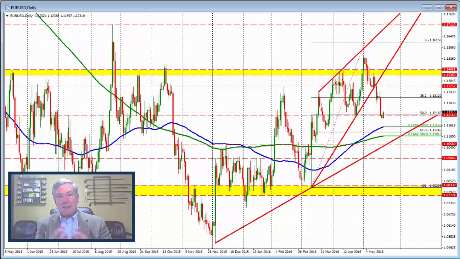So that's how I see the euro versus US dollar here from a technical perspective. A little more bullish from being above that 50% line, but over the last couple weeks it's been a little bit more bearish. Be aware of that 100-day moving average on the downside.